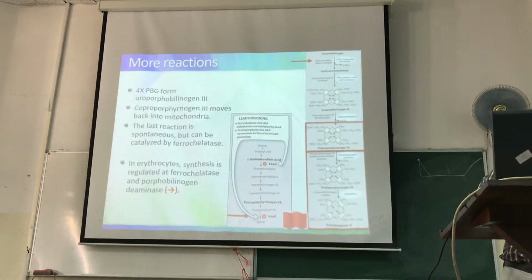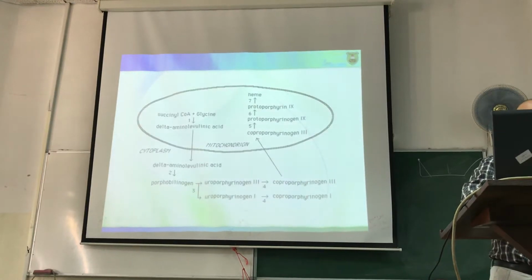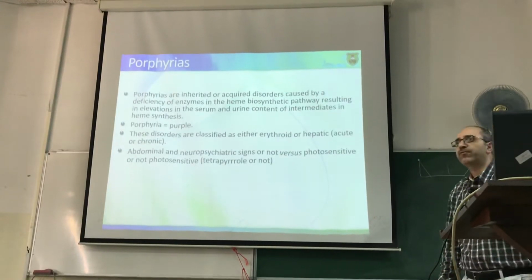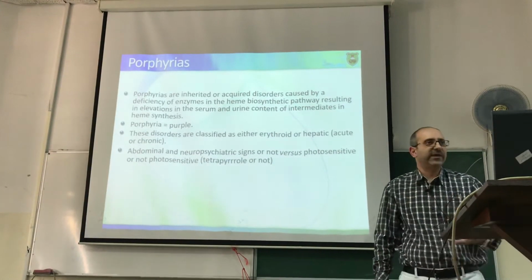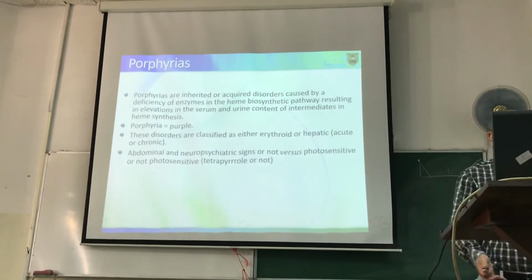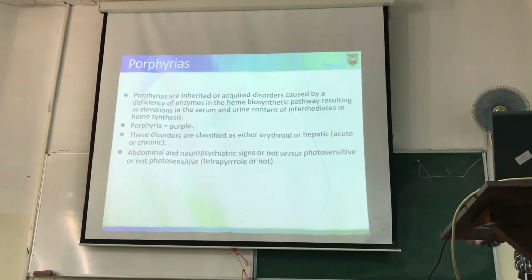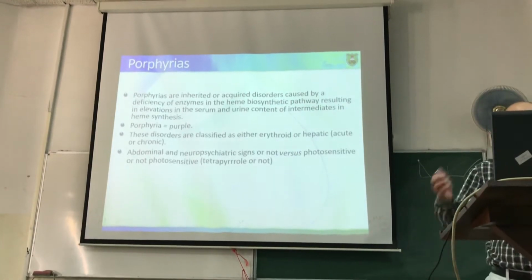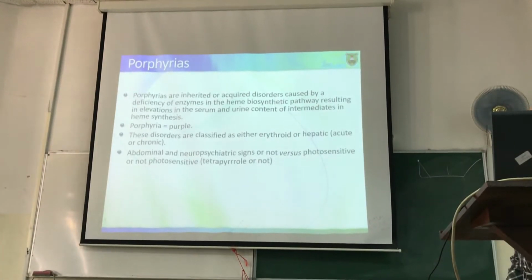What's important as well in here is that if you have a defect in any one of these reactions, that results in conditions known as porphyrias. And the word porphyria is Greek, and it means purple, because urine would look purple in color overall. These are rare inherited diseases. They can be autosomal dominant or recessive, depending on the condition. The affected organ can be erythroid tissues, or it can be hepatic. And hepatic conditions can be acute or chronic. So there's a lot of variability in these conditions.